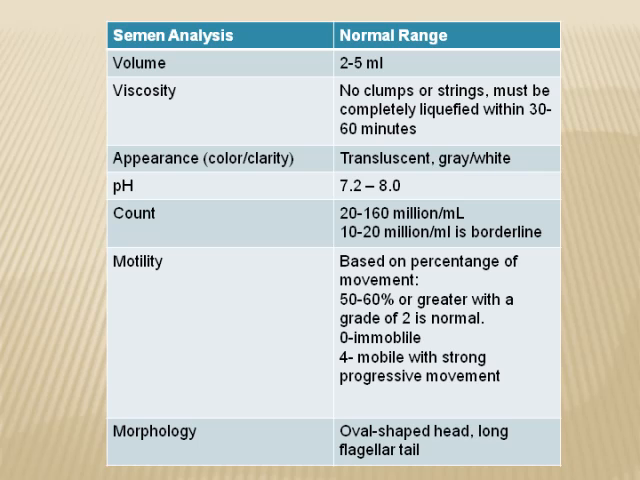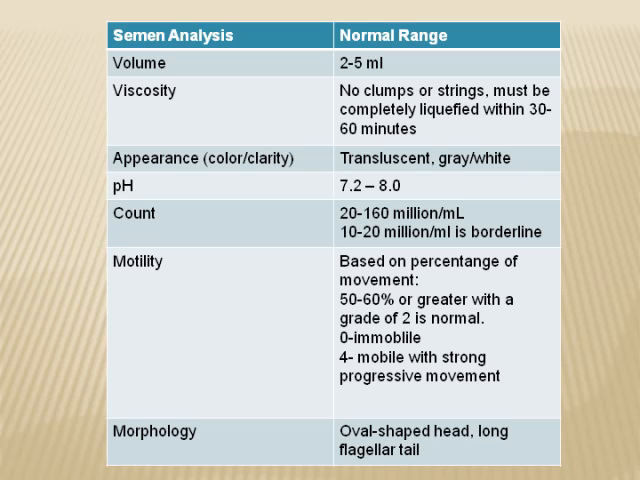Is there enough? And not only is there enough sperm, are they motile? Are they going to be able to do their job? Motility is graded based on the percentage of the sperm moving. 50 to 60% or greater that are moving, a grade of 2, is normal. A score of 0 is immobile, and a score of 4 is mobile with strong progressive movement. That's what we want to see for infertility, as we're trying to rule out whether the couple is infertile because of the man or the woman, and there are all kinds of different tests for that.